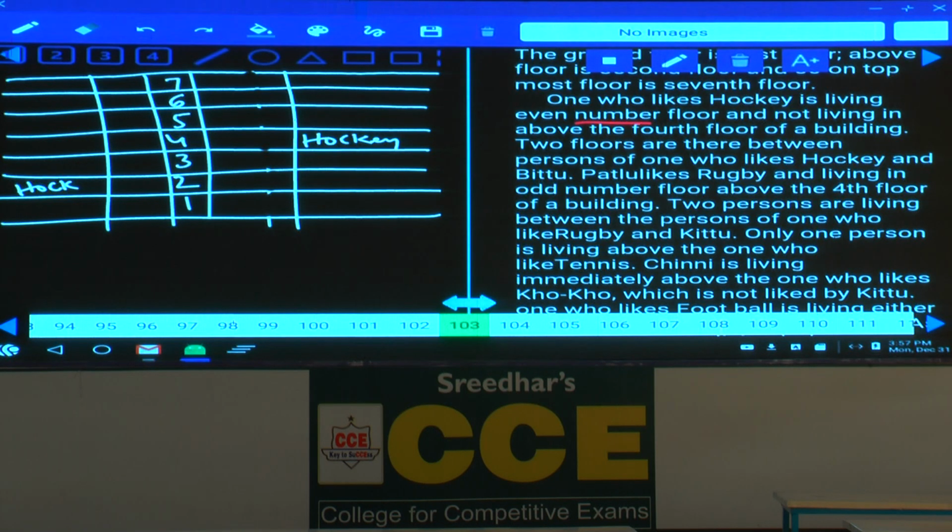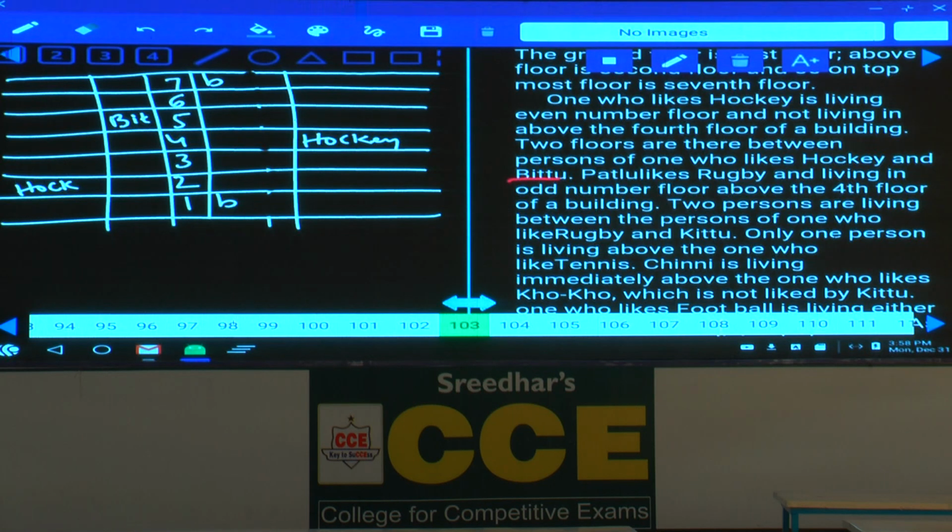2 floors are there between the persons of one who likes hockey and B2. Between hockey and B2, how many persons are there? There must be exactly 2 persons between hockey and B2. Then how many possibilities here? B2 can be either at this place or at this place. Here itself we are getting 2 different possibilities. In the second case, B2 must be on the 5th place, but in the first case, B2 can be either on the first floor or on the 7th floor.